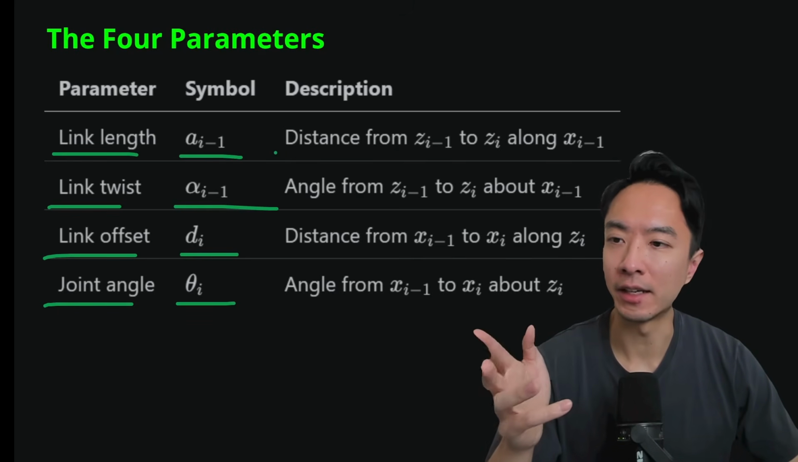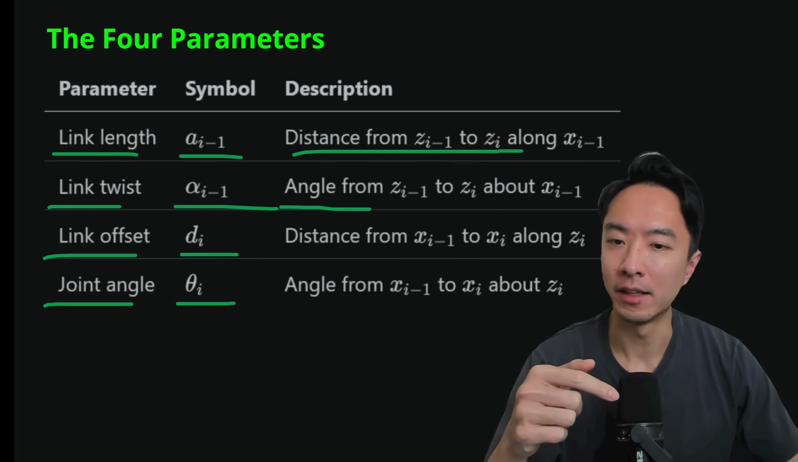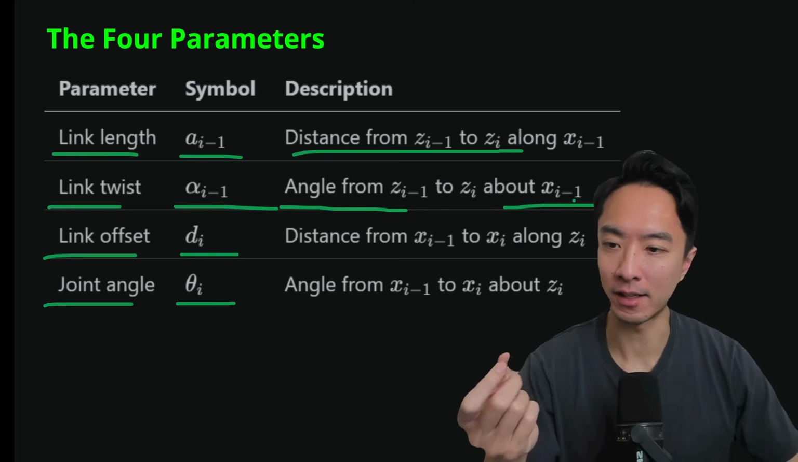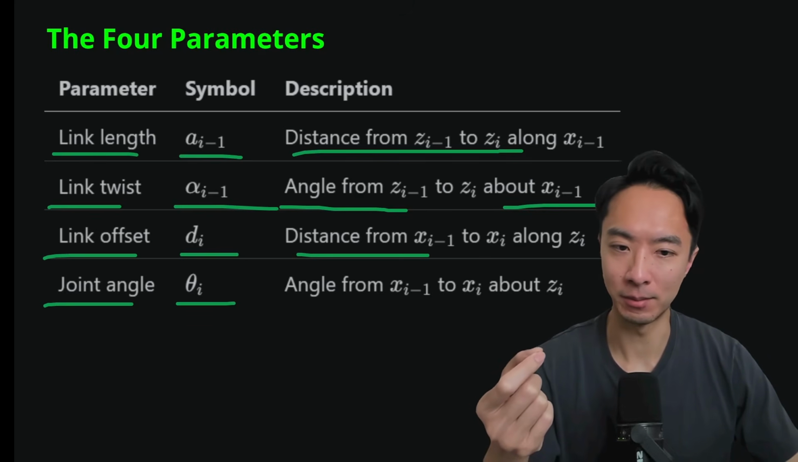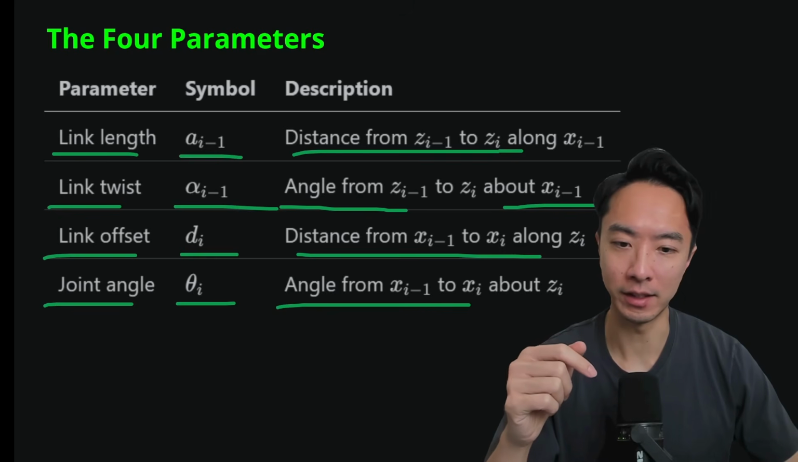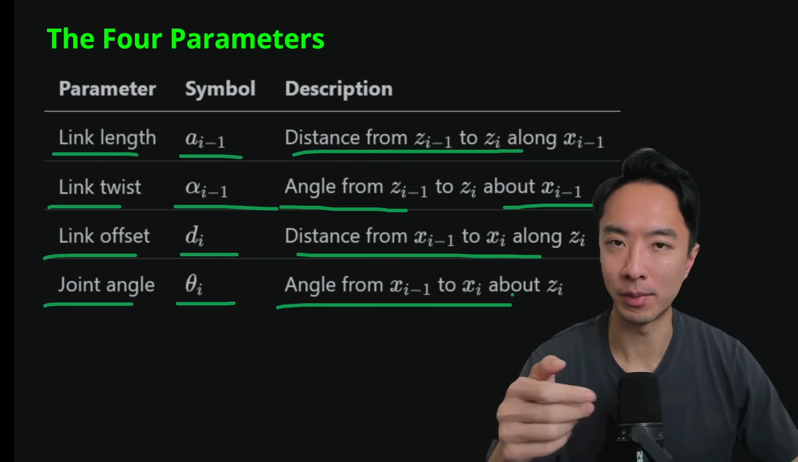So it's defined as the first one is the distance from the Z-axis along the X. The next one is the angle between the Z-axes about the X-axis. The link offset is going to be the distance between the X-axes along the Z-axis, and then the joint angle is going to be the angle between the two X-axes about the Z.